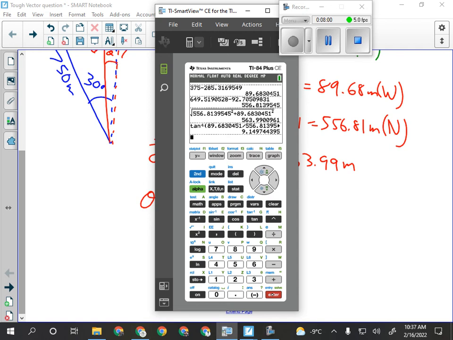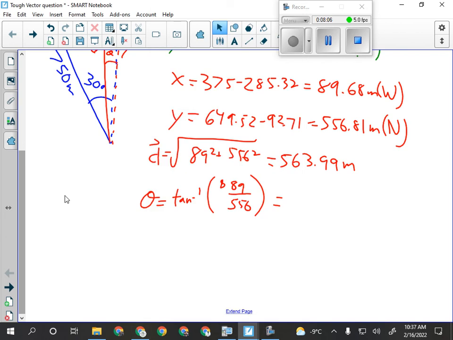Okay, that seems to fit with my diagram. It's a pretty small angle, right? 9.15 degrees. Actually, 9.149. I should write them all just in case. Okay, degrees, and for me, that's going to be west of north.